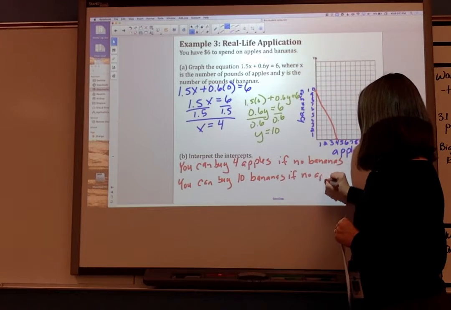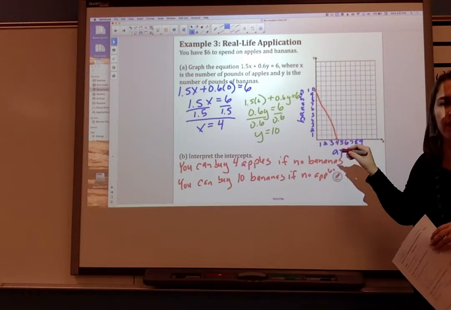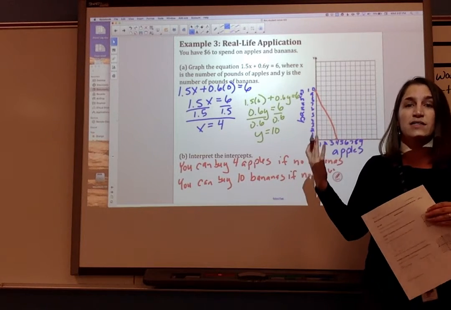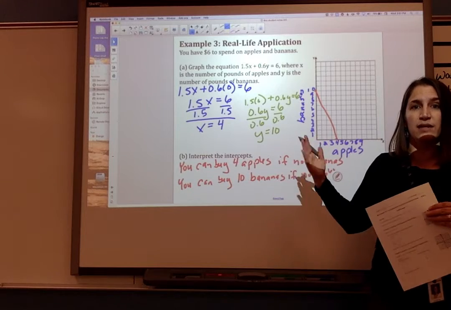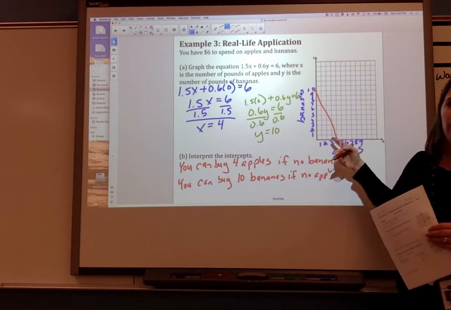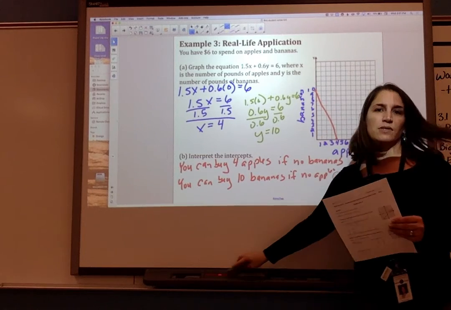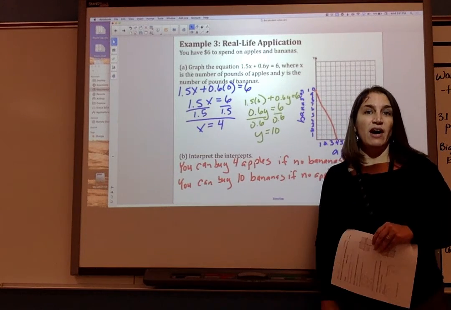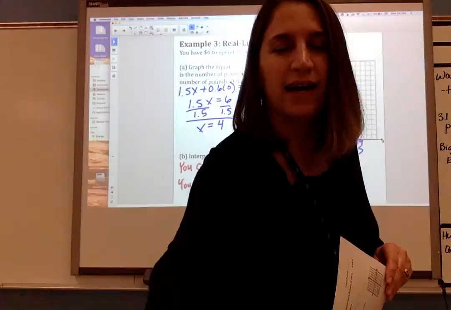And then all of the other points on the graph indicate you're buying some number of apples and some number of bananas. So you can buy a combination of both. That if you don't buy any bananas, you can buy 4 apples. And if you don't buy any apples, you can buy 10 bananas. All right, that's it. Try a few on your own, and I will see you soon.